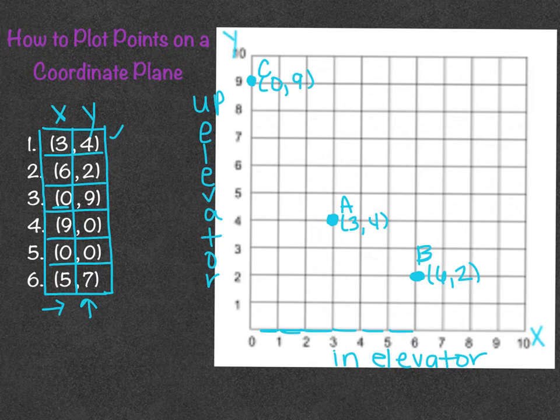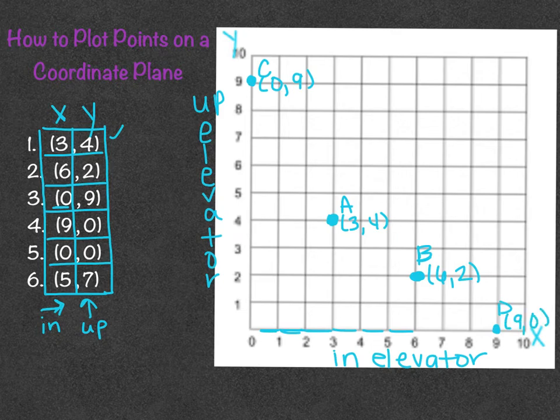The next one we have for number 4 says 9, 0. So again, this is my in, do not forget that, and then this is my up. So I'm going to go in the elevator 9, and then I'm going to go up 0. So if I go up 0, I'm not going to go up anything. So this would be where they intersect. So opposite of the one before it, where it was go in 0, go up 9, this one is on 9 for the x-axis, but 0 for the y because I didn't go up anything. So this one could then be point D, or again, I could label it 9, 0.